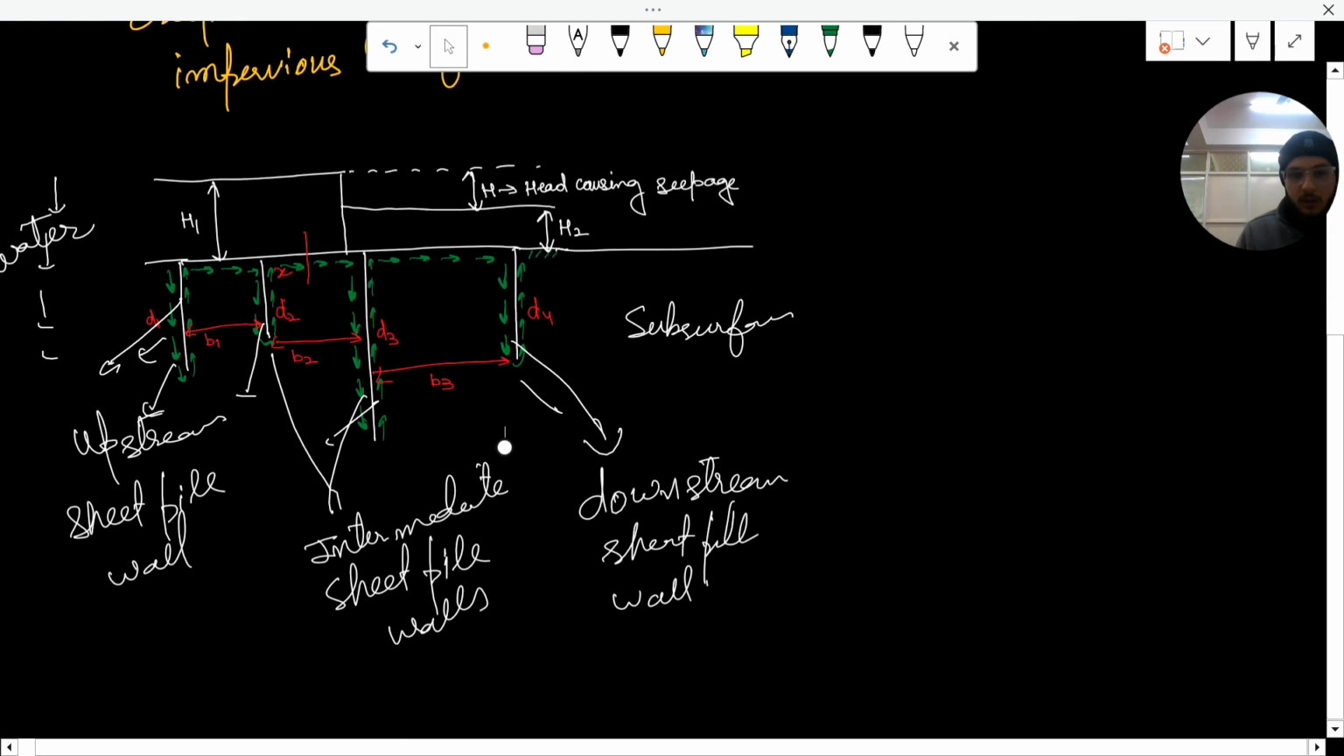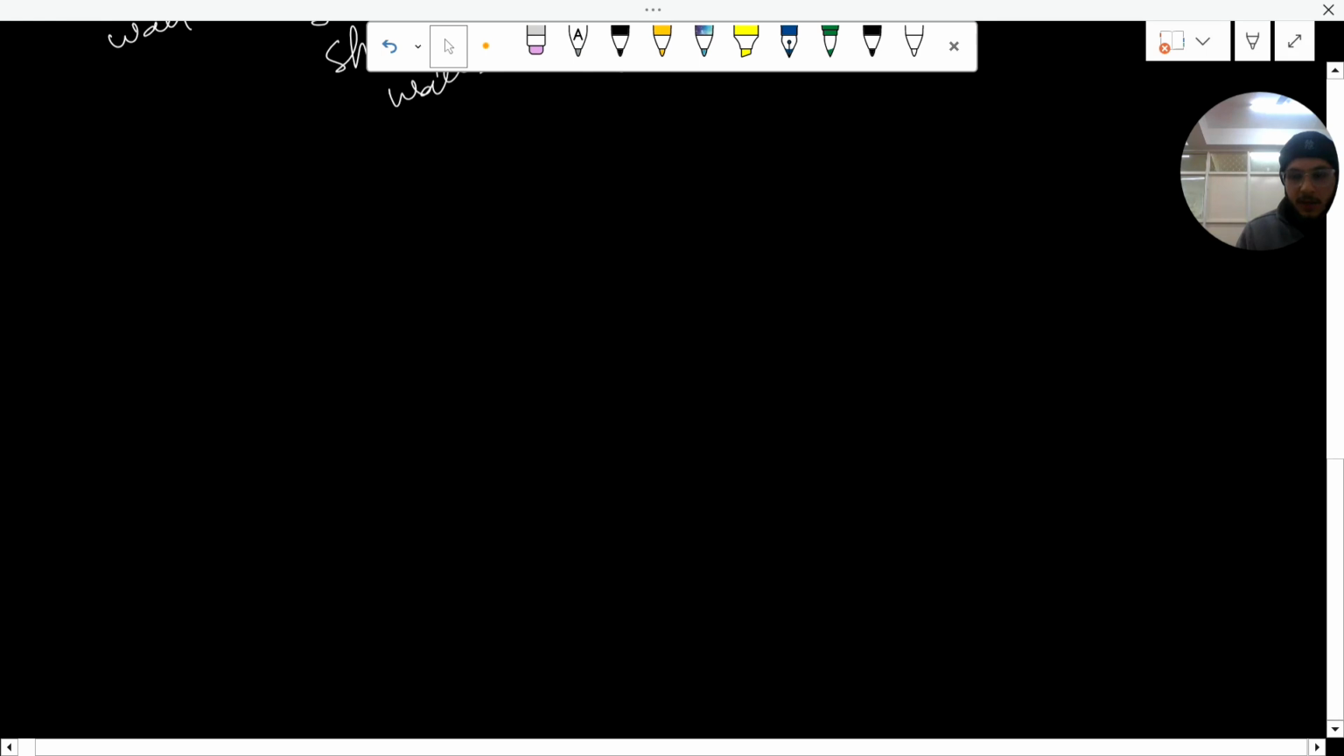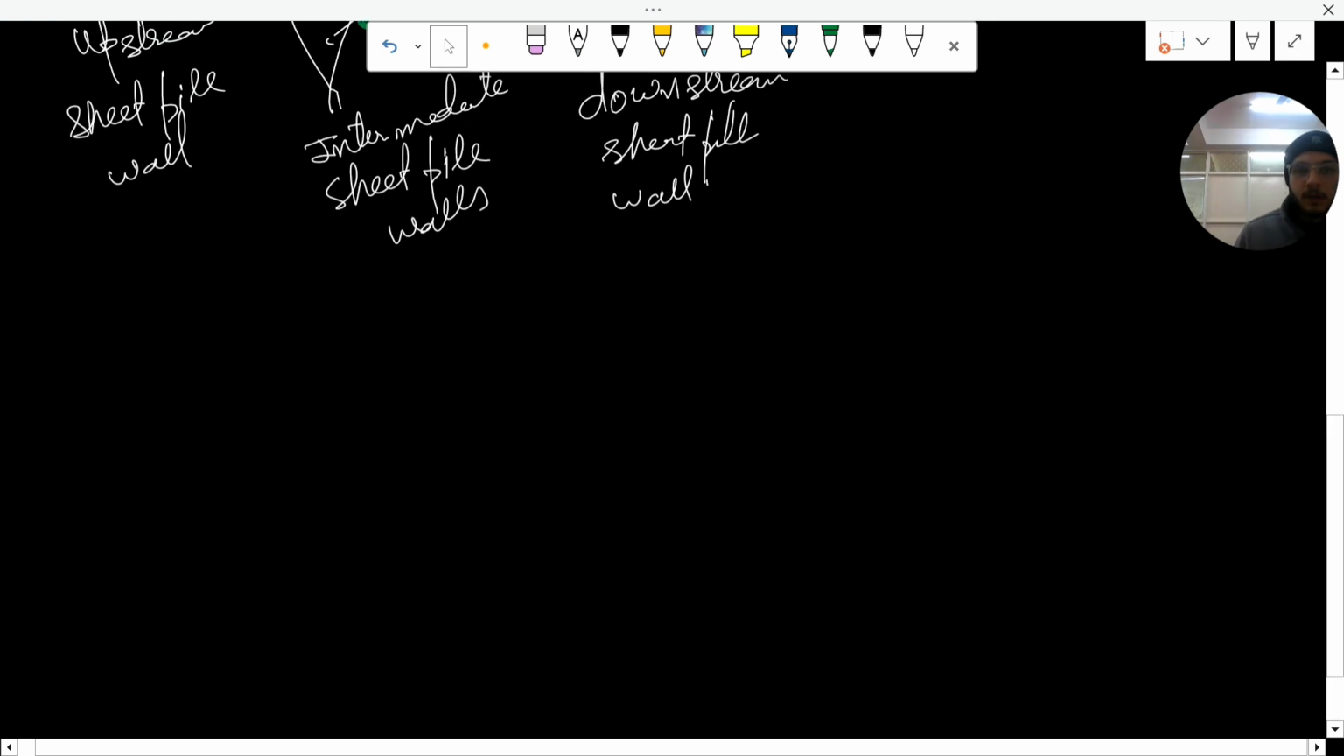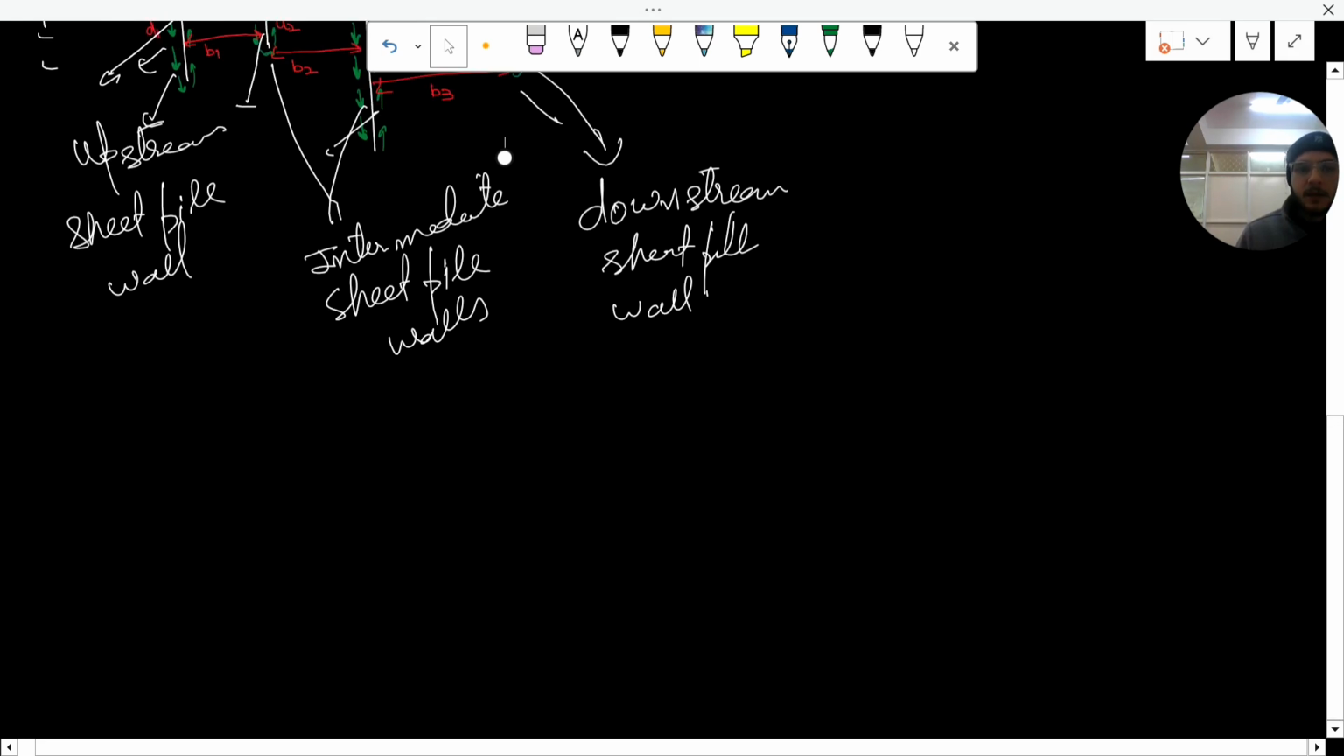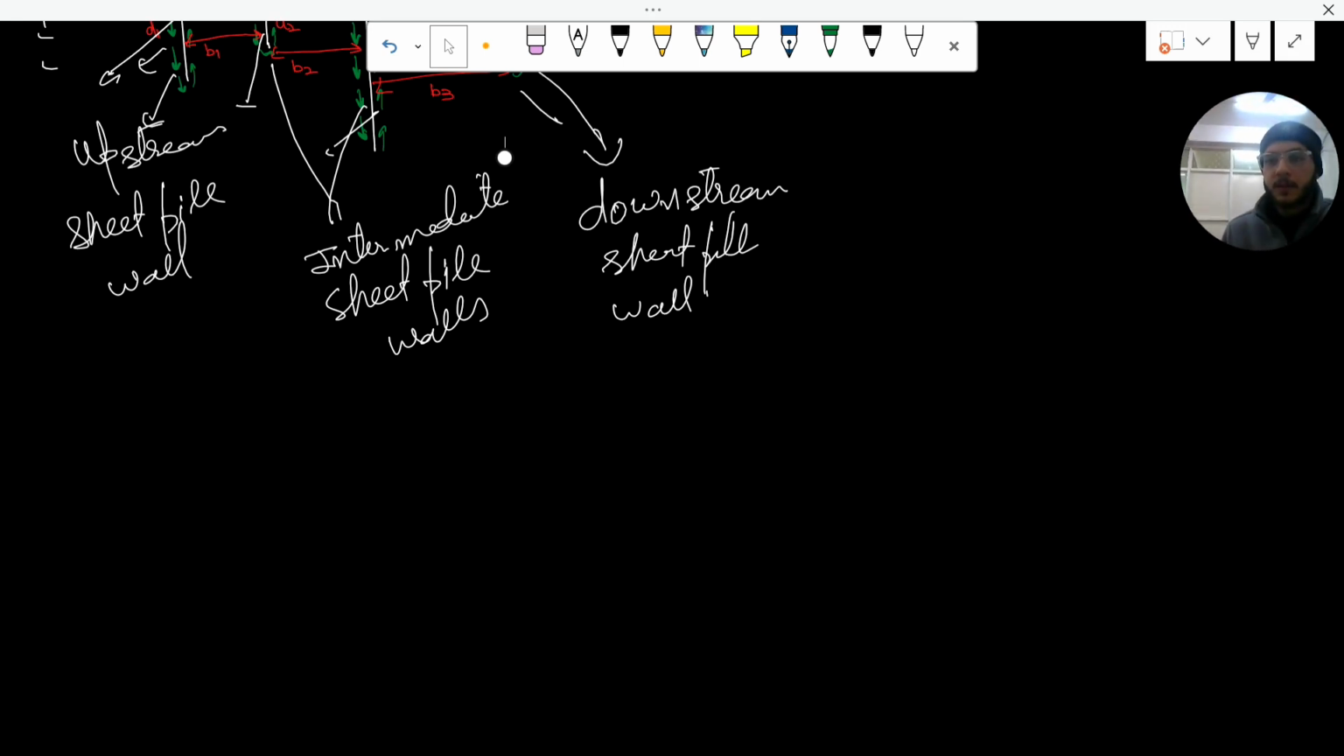Now moving on to the second assumption of Bly's Creep theory, which says that the head loss per unit length, which is the hydraulic gradient, will be constant throughout the length. So this is the second assumption of Bly's Creep theory. First we will write it down, then I will explain this.